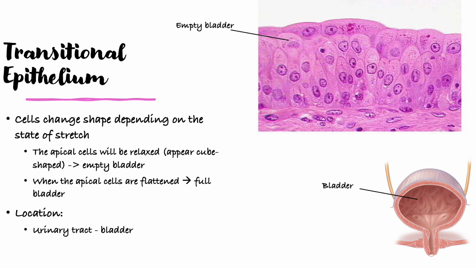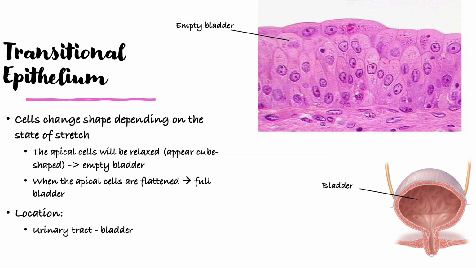When we're looking at the apical cells, if they look cube-shaped, which we term relaxed, this tells you that this is an empty bladder. However, if the apical cells are flat, then this tells you that it's a full bladder. So basically, the word transitional really means that it changes shape based on whether you have a full bladder or an empty bladder. The transitional epithelium is also very unique in that you only see it in the urinary system, especially in the organ called the bladder. So that's going to be the end of the epithelial tissue.